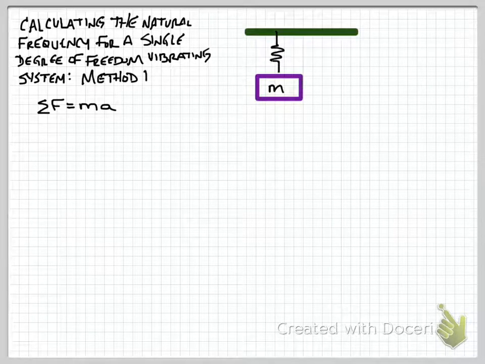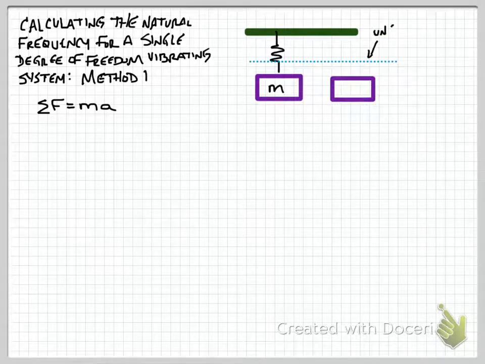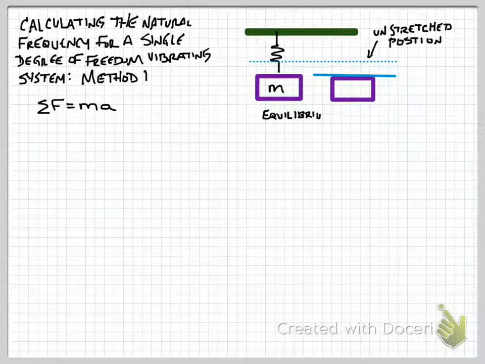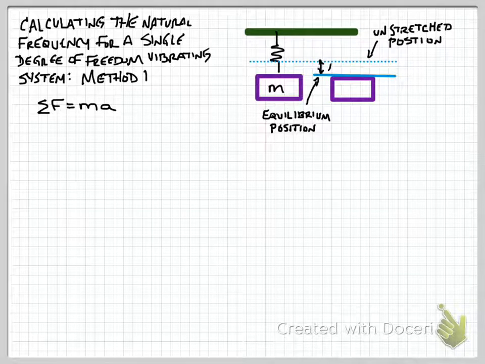So let's look at a typical system here with a mass and a spring, and we're going to say that the spring had an initial position that was unstretched. When you put the mass on it, if there's gravity involved, it'll stretch it a little bit to an equilibrium position, and we're going to call that displacement equal to delta.